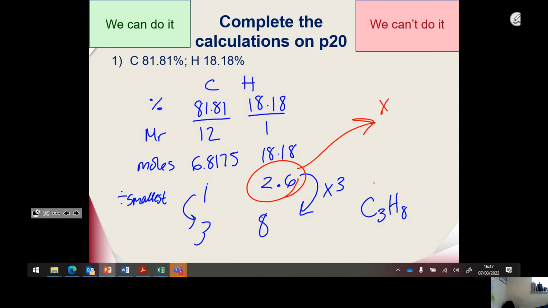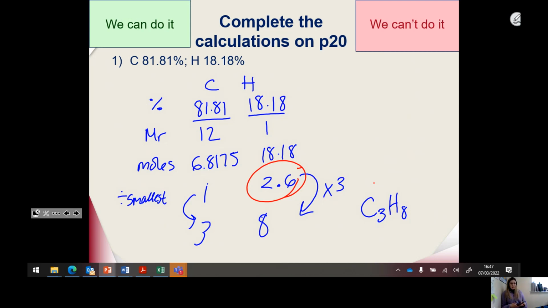It's always a bit grim when we get something ending in 0.6 recurring or 0.3 recurring. If you've got 0.6 or 0.3, you just need to times them by 3 to get them to the nearest whole number. If it ends in 0.5, times it by 2 to get it to the nearest whole number. And then if it's close enough to the nearest whole number, you can just round it.